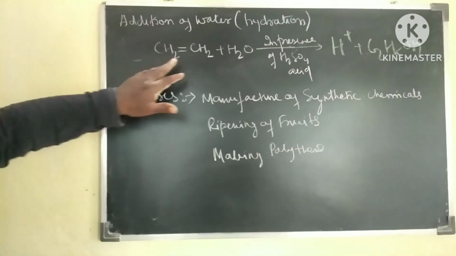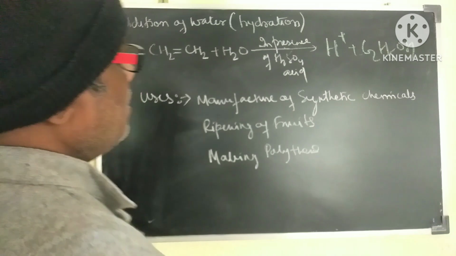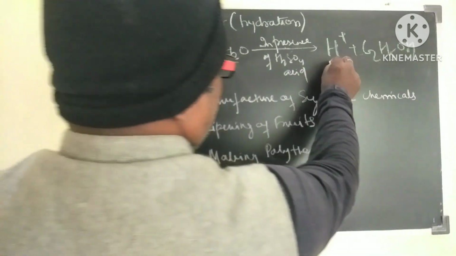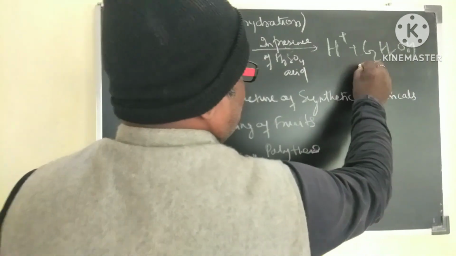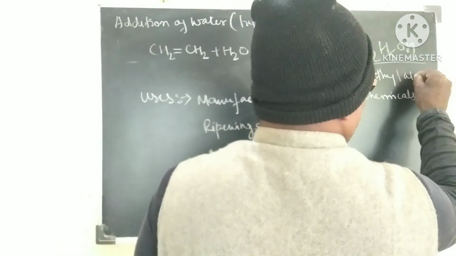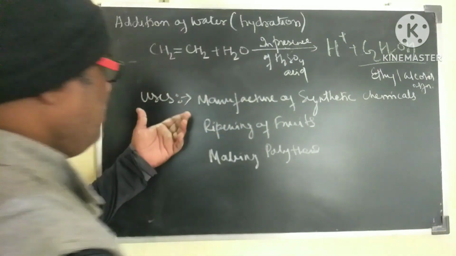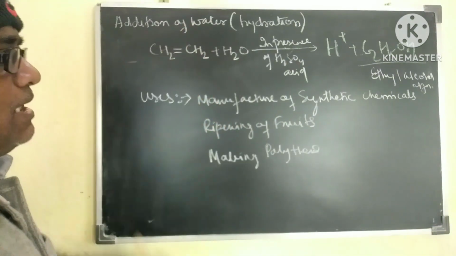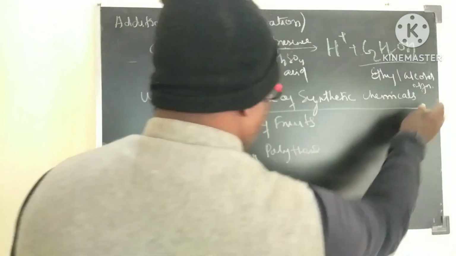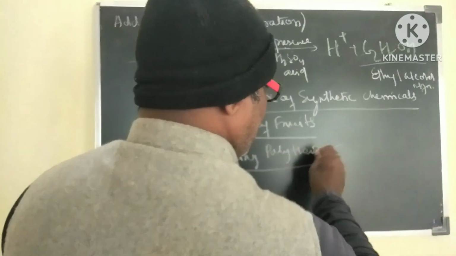Next, addition of water, that is hydration. When addition of water occurs in the presence of H2SO4 acid, we get H plus ions, and ethyl alcohol is formed. Many uses of ethene are the manufacture of synthetic chemicals, ripening of fruits, and making polythene as well.